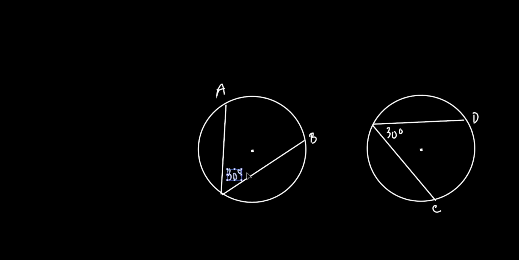What if I didn't tell you they were both 30? What if I just said that they were equal to each other? What if I just said that angle X and angle Y are equal to each other? Then what could you say about arc AB and arc CD? They got to be equal to each other. That's right. Because look, both of those angles are the same.